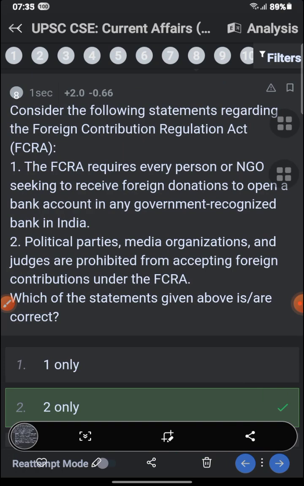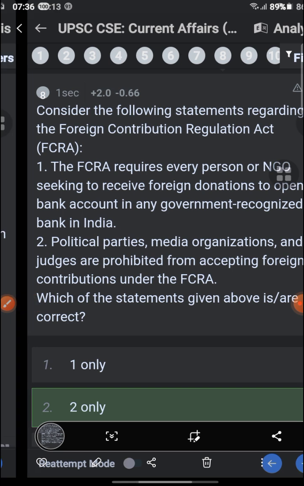Consider the following regarding the Foreign Contribution Regulation Act. Every person or NGO seeking to receive foreign donations must open a bank account in any government-recognized bank of India. Political parties, media organizations, and judges are prohibited from accepting foreign contributions. So this part is true actually. Political parties and media are not allowed, but FCRA requiring every person or NGO seeking to receive foreign donations to open a bank account in any recognized bank is not true.